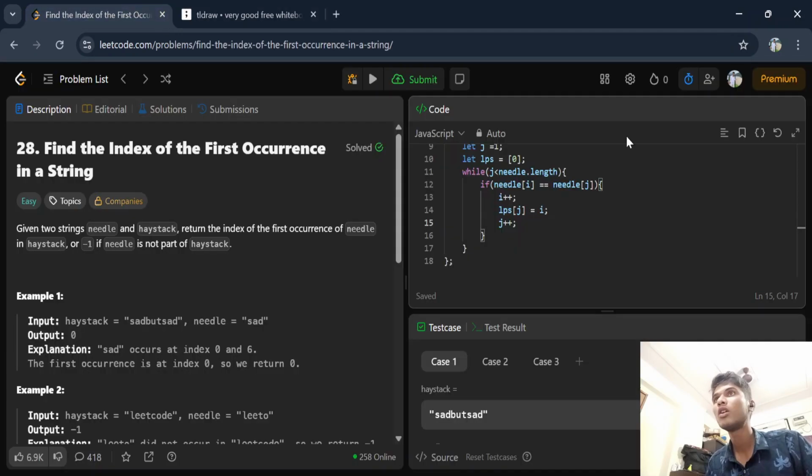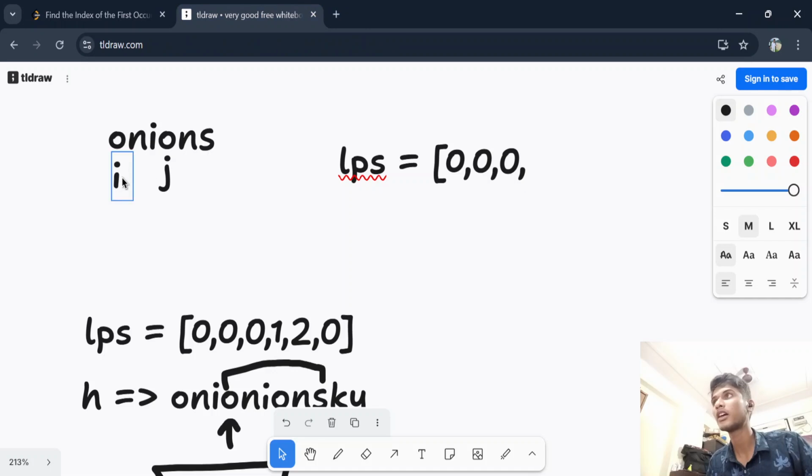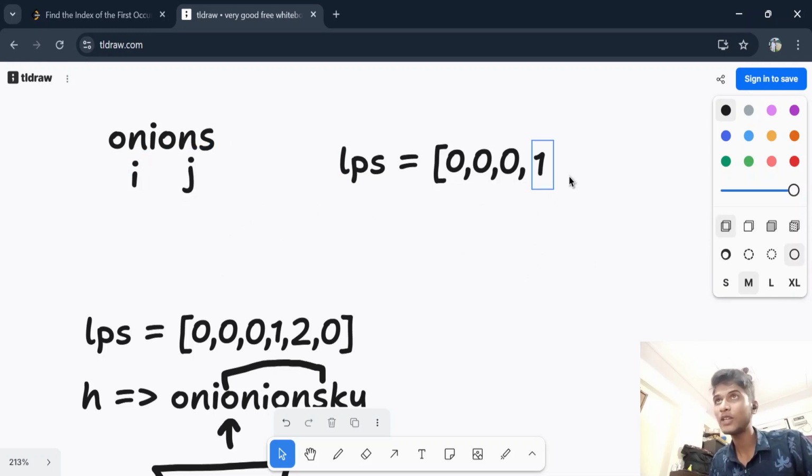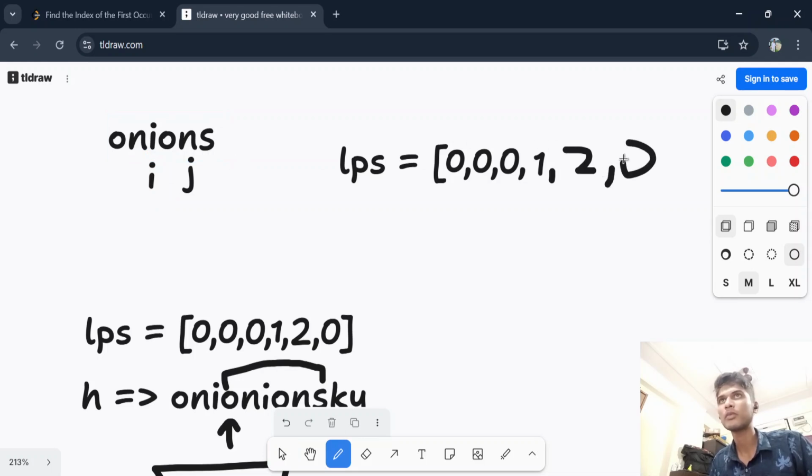So I will do i plus plus first. I will come here, i is at the 1st index, and then I'll push the i value into this array. The i value is 1, so I will push 1 into this array. That was my code. Again j will come here, and i and j are equal again, so I will do i plus plus first. I will come to the 2nd index and push its value here. So 2 will come here, and at last if they are not matching, I will put 0.